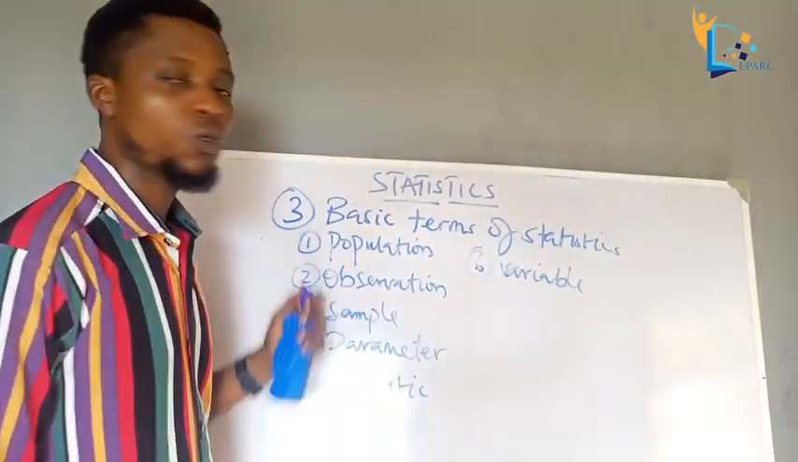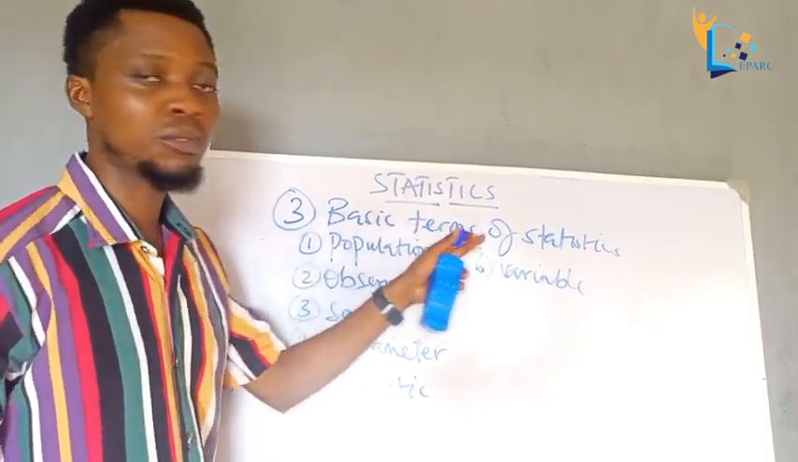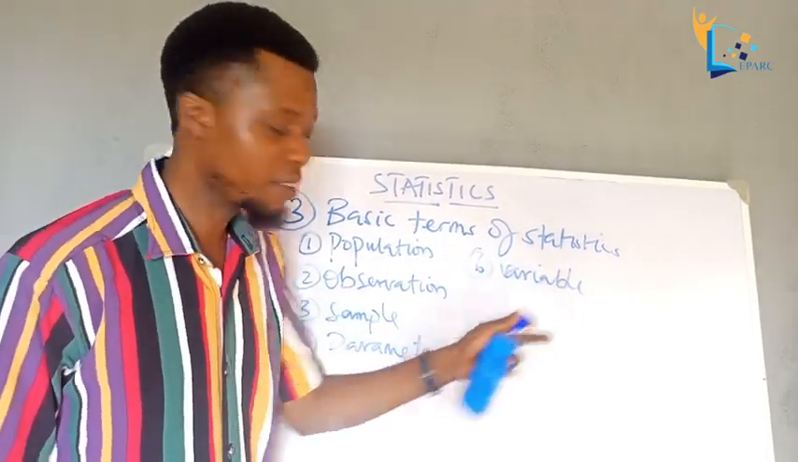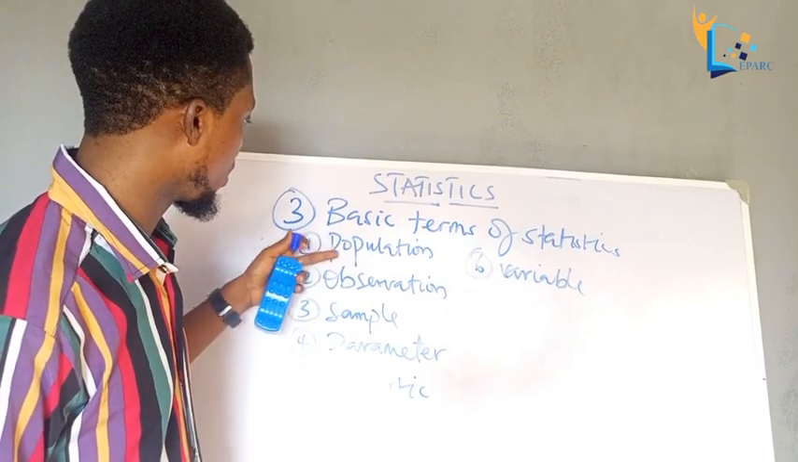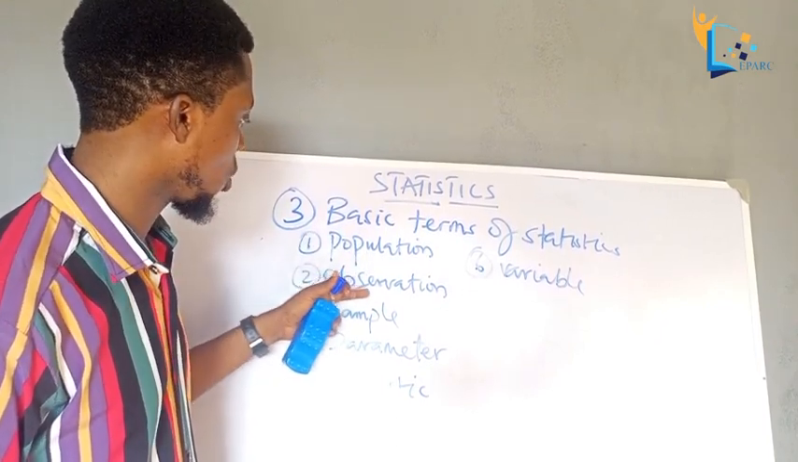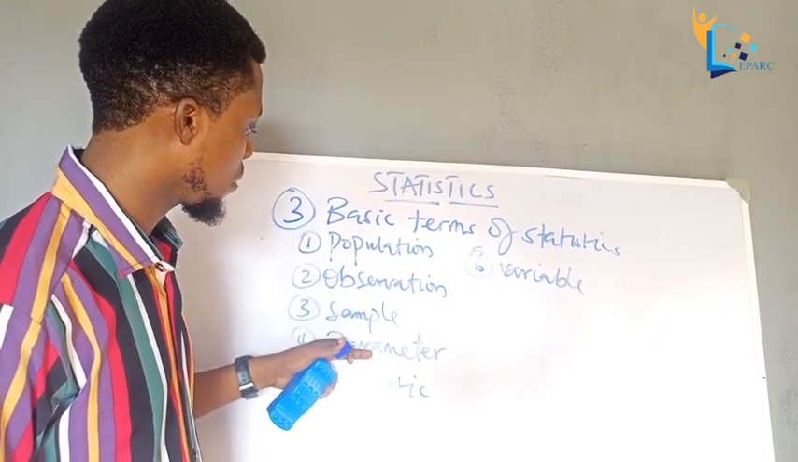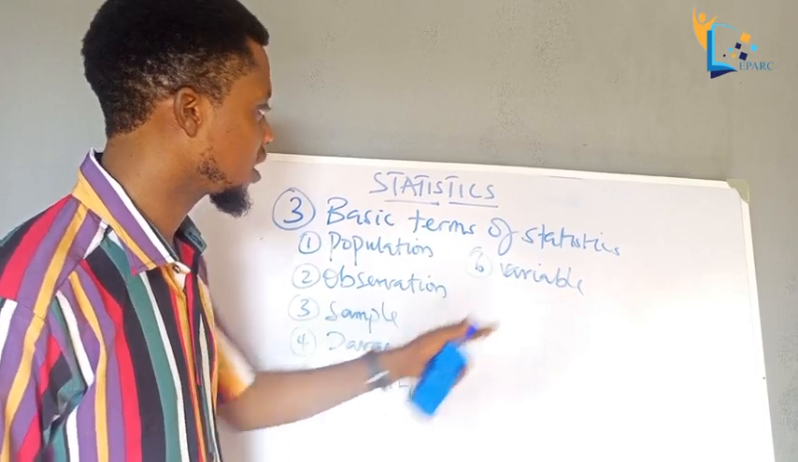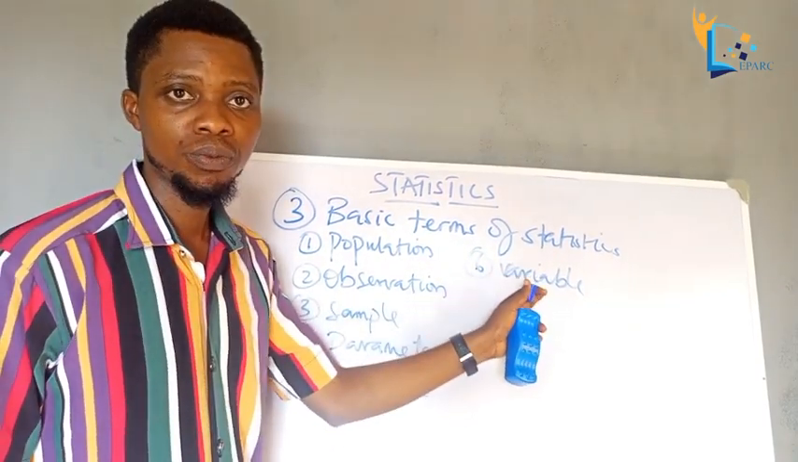Okay, so number three, we're going to be looking at the basic terms of statistics. Okay, we have number one here, population. Number two, observation, sample, parameter, statistic, and variable.